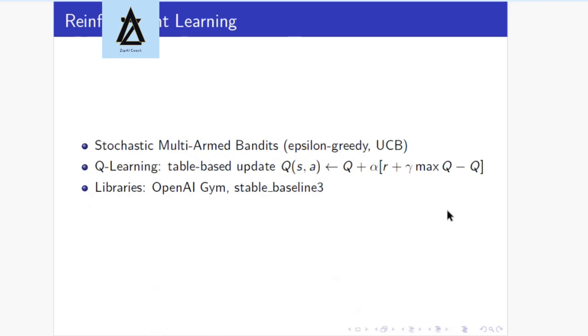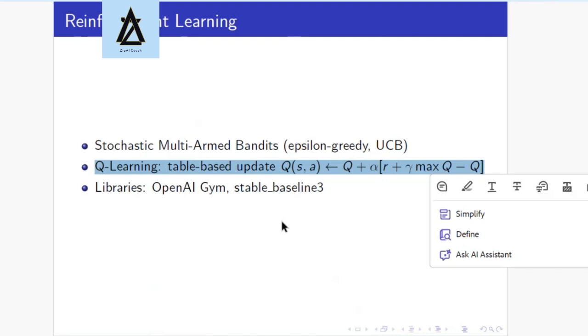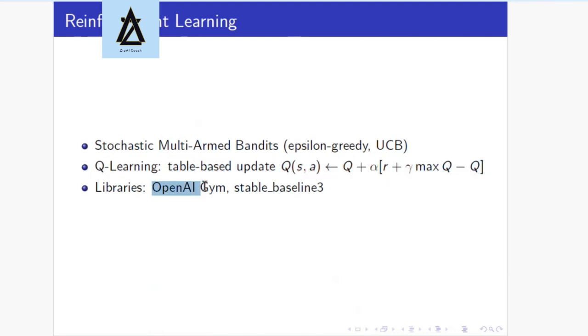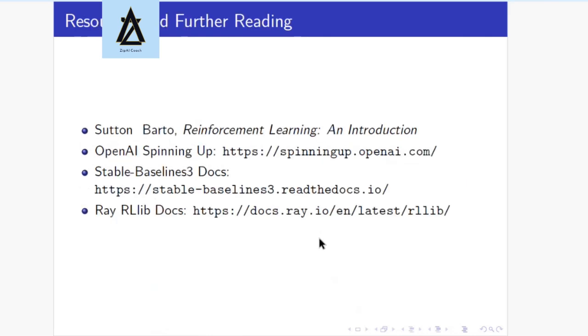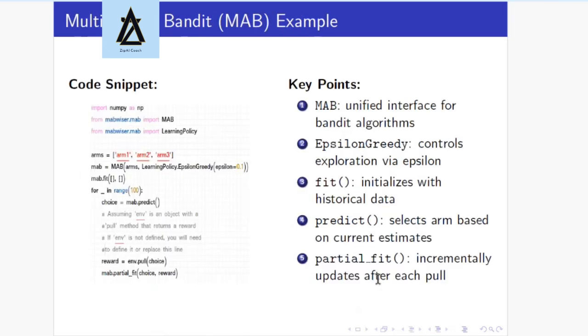It also facilitates using reinforcement learning. For example, if we want to use Q-learning, the libraries available are OpenAI Gym and Stable Baselines3, etc. If you want to use stochastic multi-armed bandits, libraries are also available. If you are very much interested in reinforcement learning, then I would say that you go through these documents. The first one is the state-of-the-art textbook for reinforcement learning, and the rest are for machine learning.